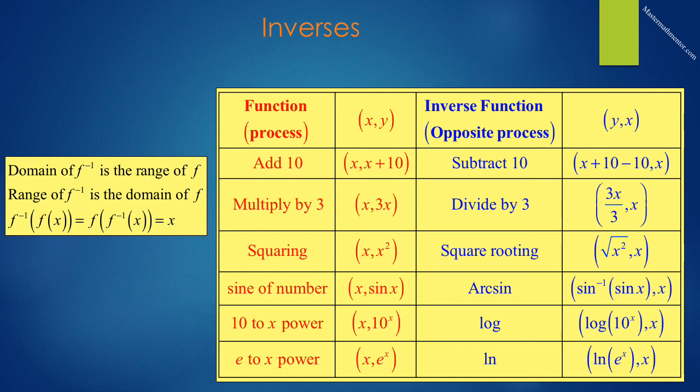Next we look at squaring. We get the points x, x squared. The inverse is square rooting. So we take the square root of x squared and we go back to x.